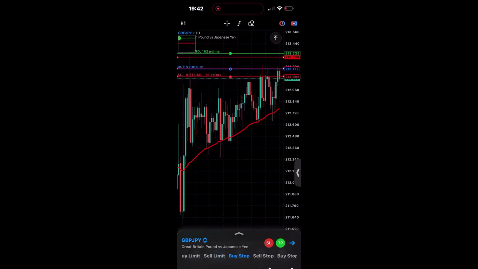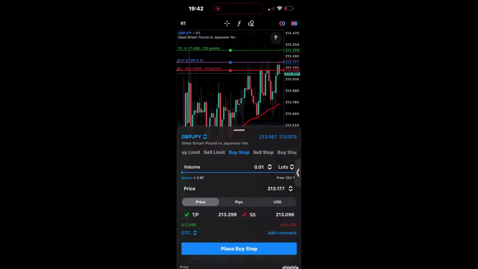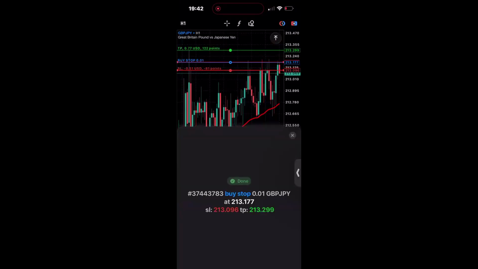So anyway, this is the TP, so I need to put it around here. I'm using a 0.01 trade, so the profit is not so much, but just to test it out. And then we click on place order. Once I place the order, just like that, the order has been placed. And all I'm doing is just waiting for this to happen.